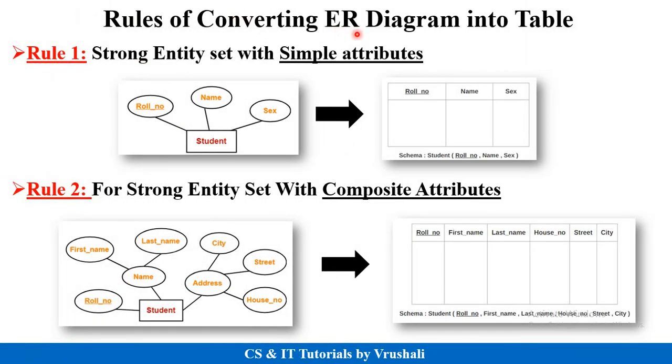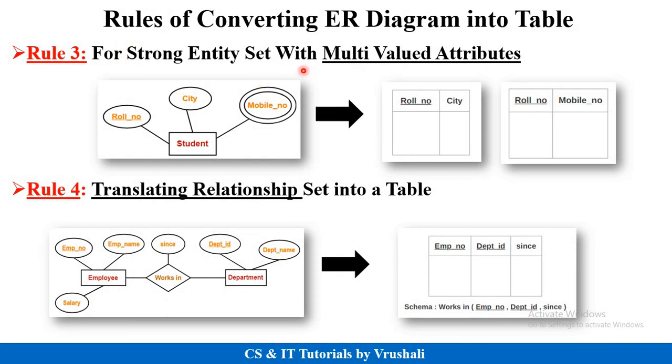Now, rules of converting an ER diagram into tables. First rule: a strong entity set having simple attributes. If your entity has simple attributes, you can directly convert it into a table: roll number, name and gender. Then composite attributes. Suppose in your ER model there are composite attributes like name, made of first name and last name. So the first name and last name attributes enter into the table.